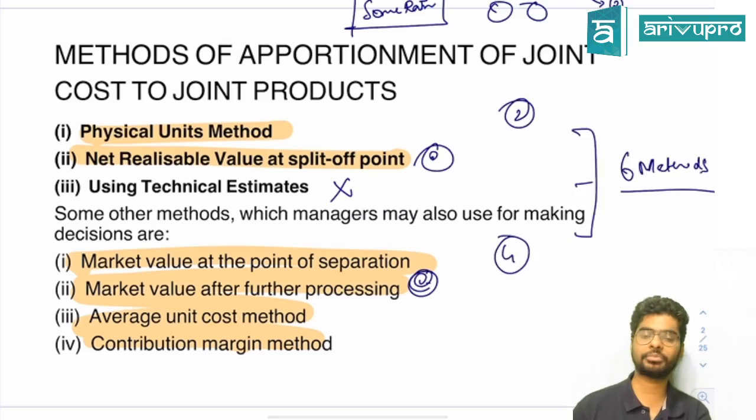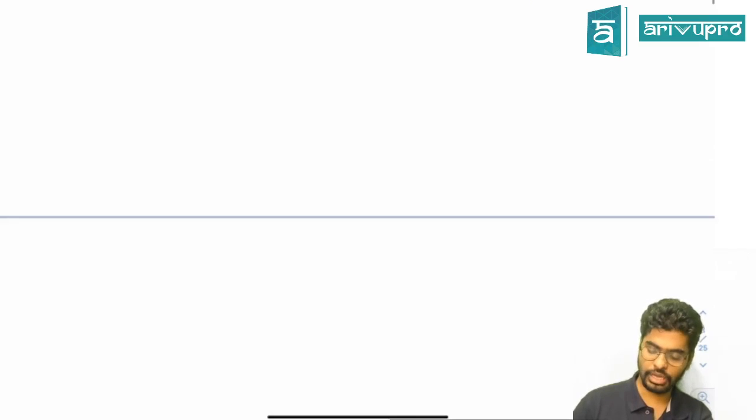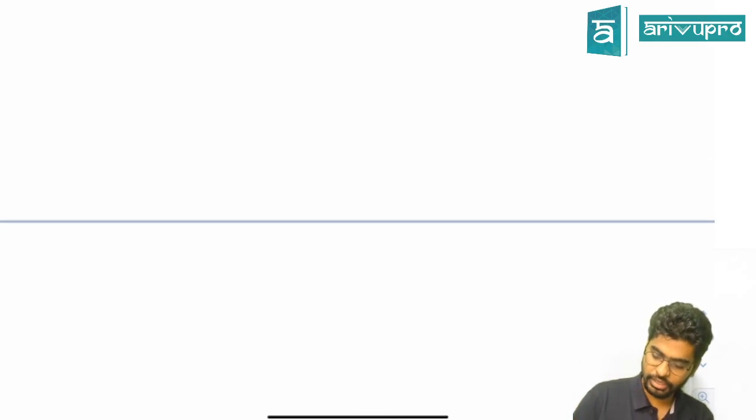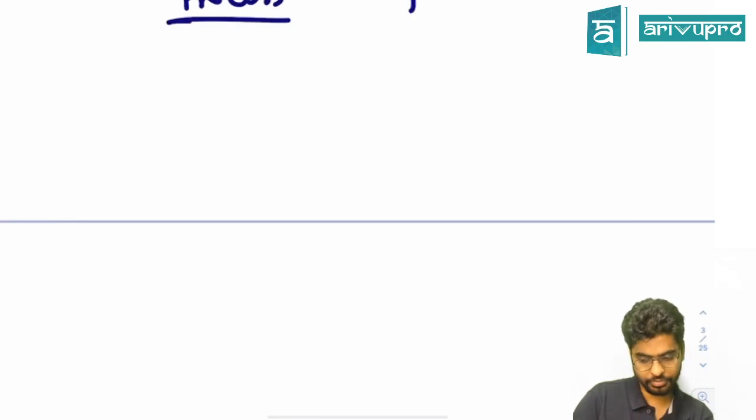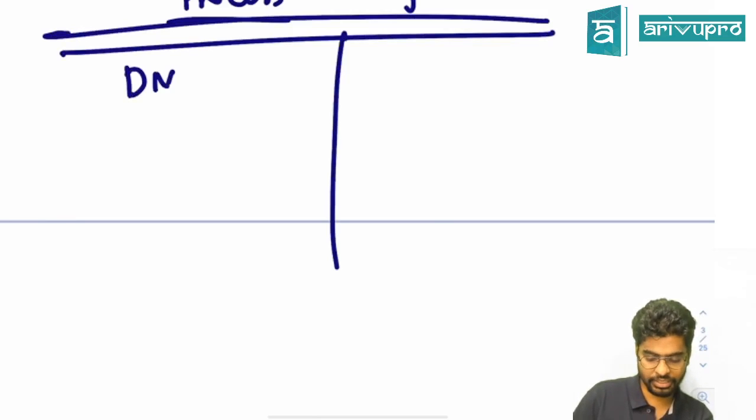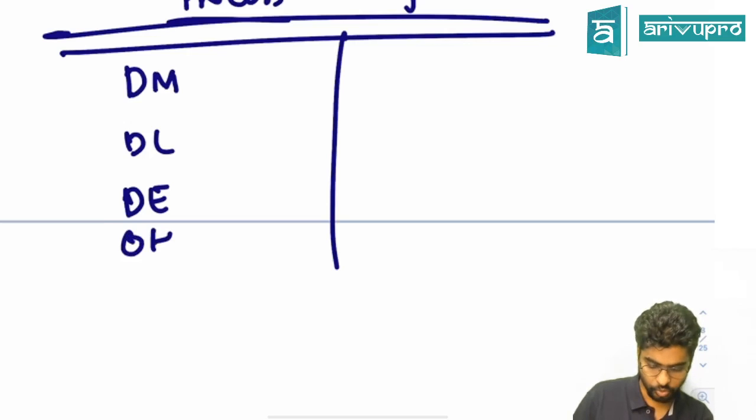In your exam question, I'll tell you what your exam question would generally be. They would be giving you process costing. Under process costing, if you remember, we do direct material, direct labor, direct expenses and overheads.